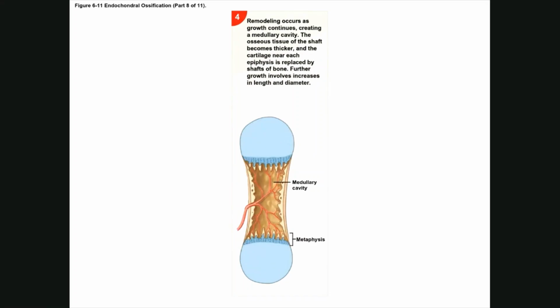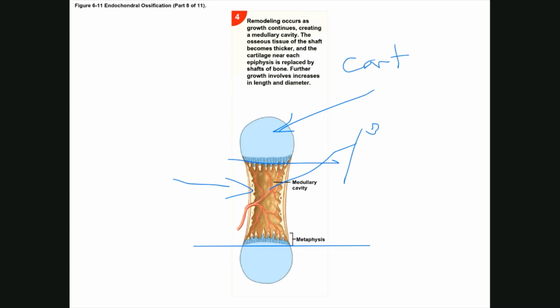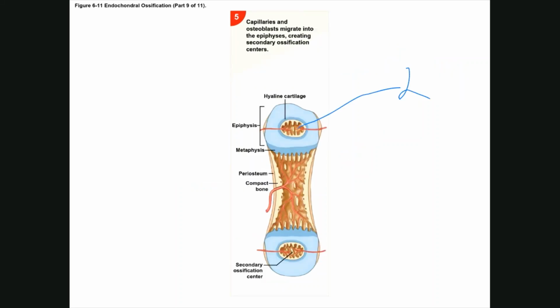Okay, and then you can go through these steps and it shows you exactly what happened there. Here, this is the primary ossification center that occurred within the diaphysis. What you can see here is bone, but cartilage is still up here. And this is the secondary ossification center. You start here, and then this area gets ossified. But the blue area here is still cartilage.